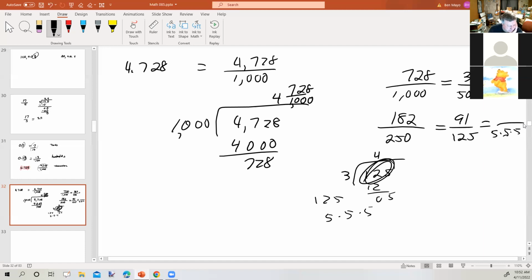91. Is 91 prime? Does 2 go in? No, because it's not even. Does 3 go in? No, 9 plus 1 is 10, and 3 doesn't go into 10. Does 5 go in? Well, 91 is not prime. 7 goes into it 13 times, but 5 doesn't go into it, and the denominator is just 5s, so this thing isn't going to reduce.